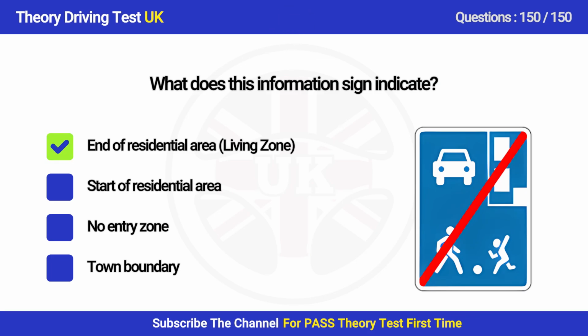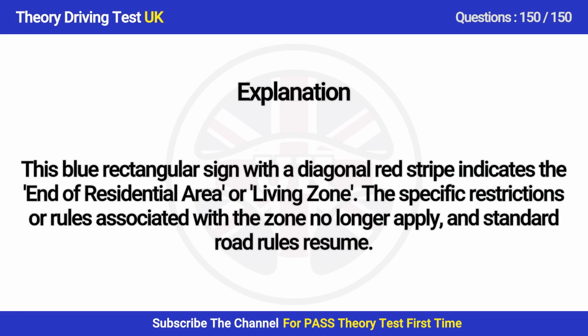Answer is A, end of residential area living zone. This blue rectangular sign with a diagonal red stripe indicates the end of a residential area or living zone. The specific restrictions or rules associated with the zone no longer apply, and standard road rules resume.